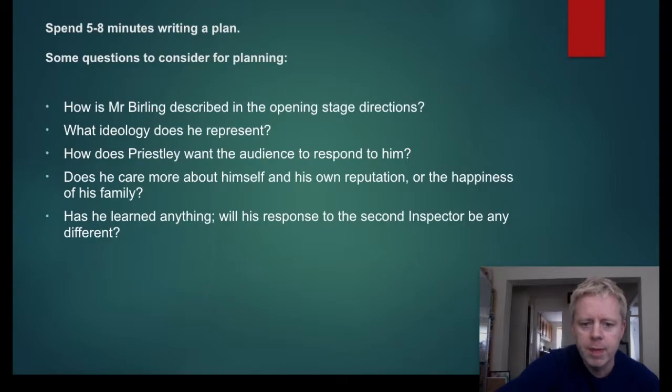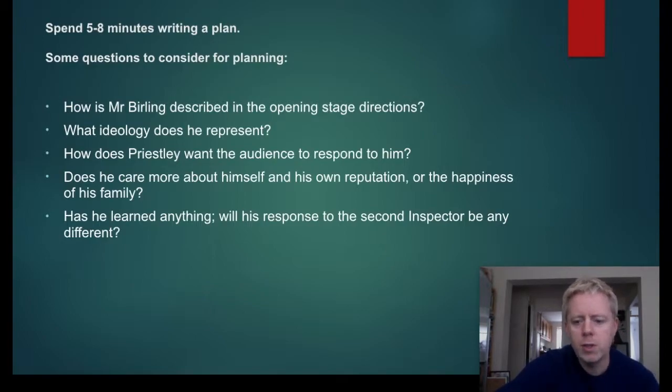So Birling represents capitalism, and Priestley wants us to think poorly of capitalism because we think poorly of Birling. So how does Priestley want the audience to respond to him? Well, we're not supposed to like him because he's an idiot. He's unpleasant. He's very cold and calculating. He looks after his own interests rather than even the interests of his family, but certainly not the interests of his workers or the wider community.